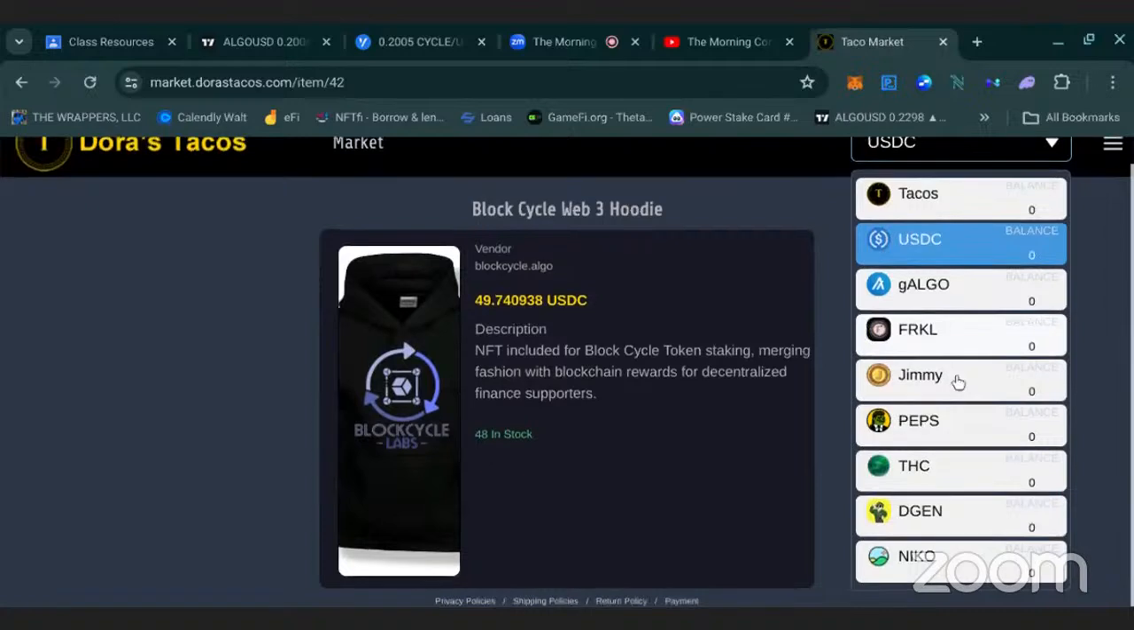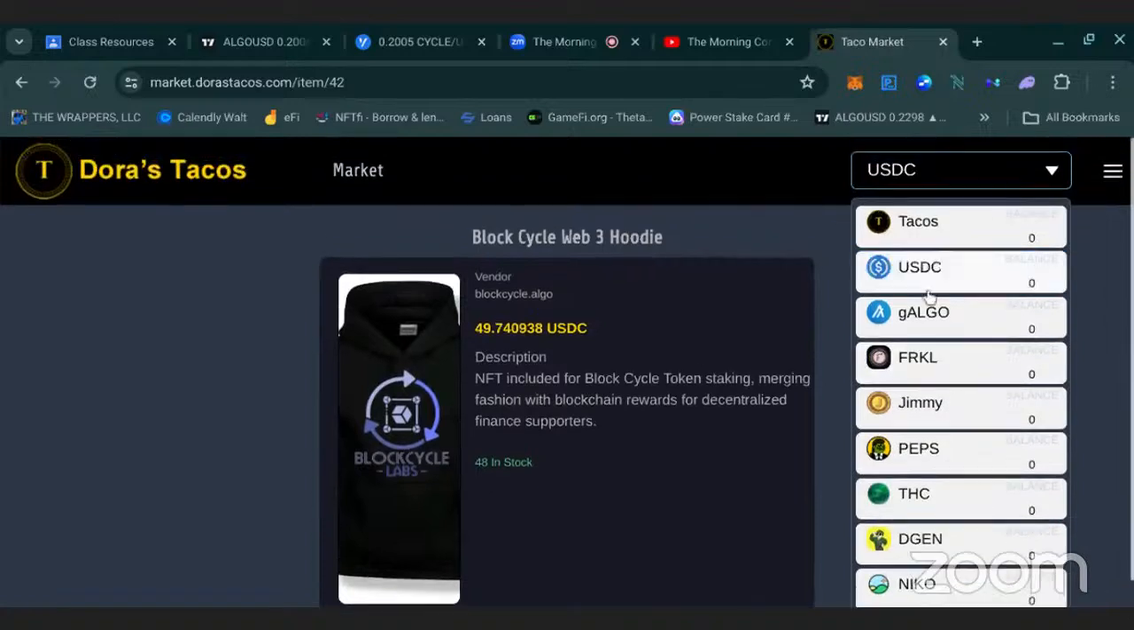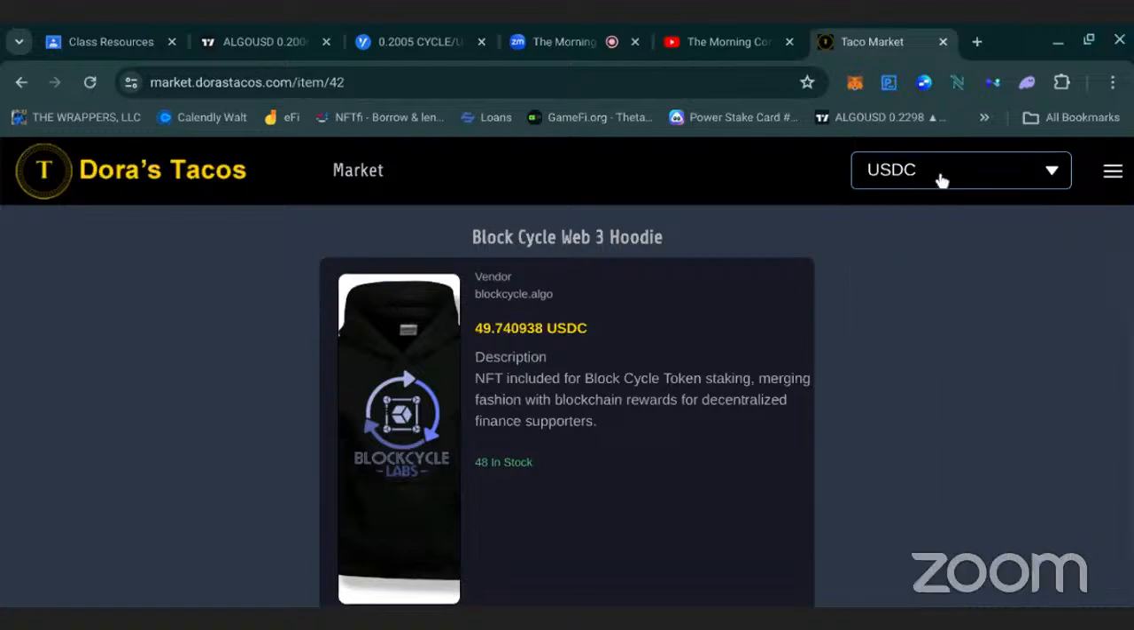Let me see. And then I got to talk to them so that I can get the Cycle put on here so that people can purchase their hoodies with Cycle. And you have to purchase with your BlockCycle token.